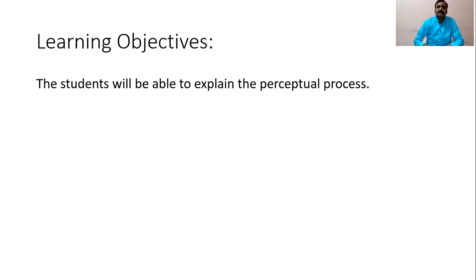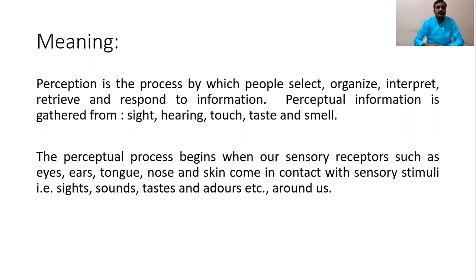The learning objective of this session is that you will be able to explain the perceptual process. Meaning: perception is the process by which people select, organize, interpret, retrieve, and respond to information. Perceptual information is gathered from hearing, touch, taste, and smell. So a consumer is going to select, organize, that is, pull together all the information, and interpret what is the use of using those products or services. He is going to interpret, retrieve, and respond to the information. So perceptual information is gathered from the above.